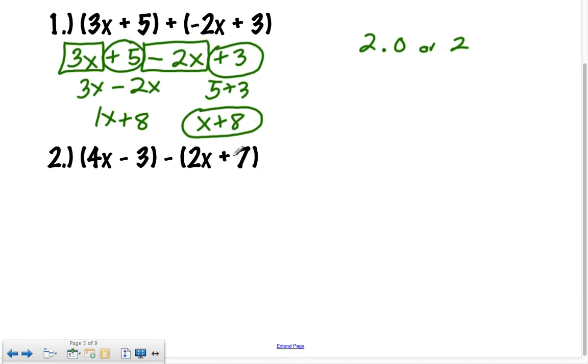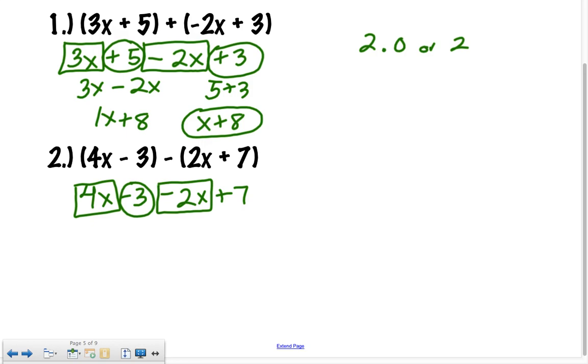All right, now we're going to subtract the two linear expressions. Rewriting it again, we have 4x minus 3 minus 2x plus 7. So I'm going to box and circle. I'm boxing anything with a variable, circling anything with a number, including the sign.